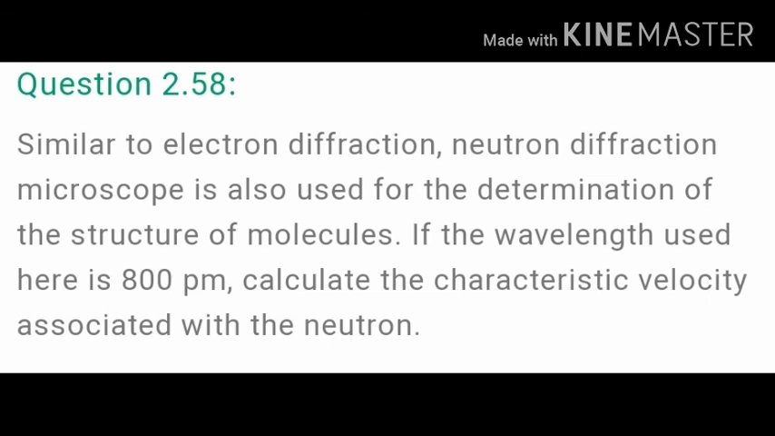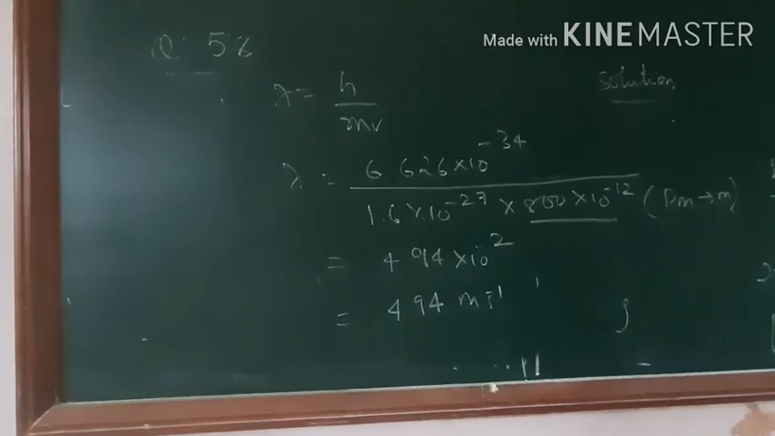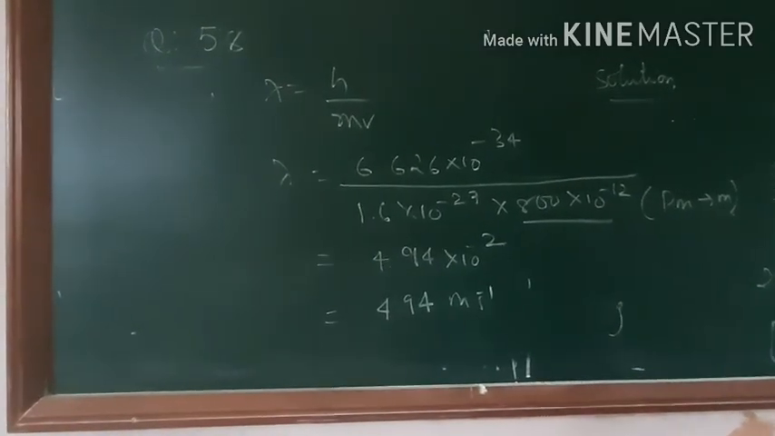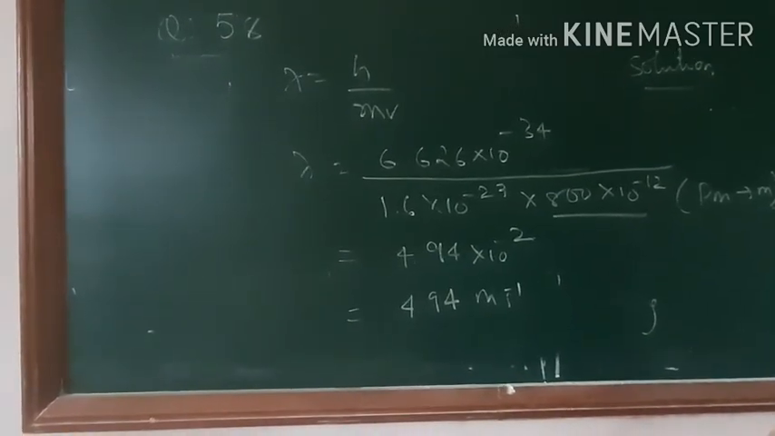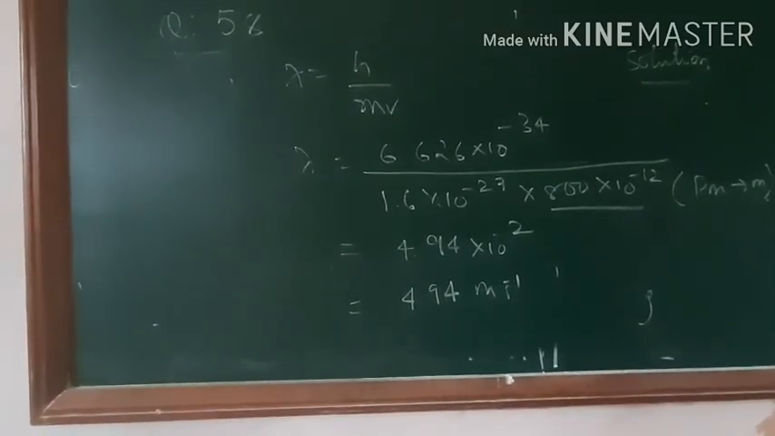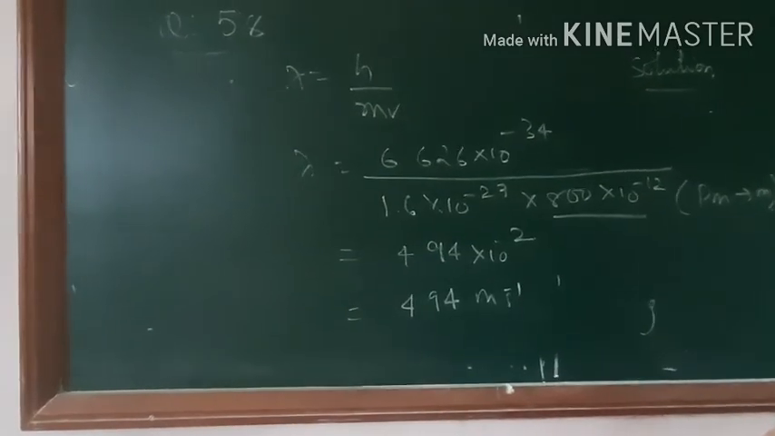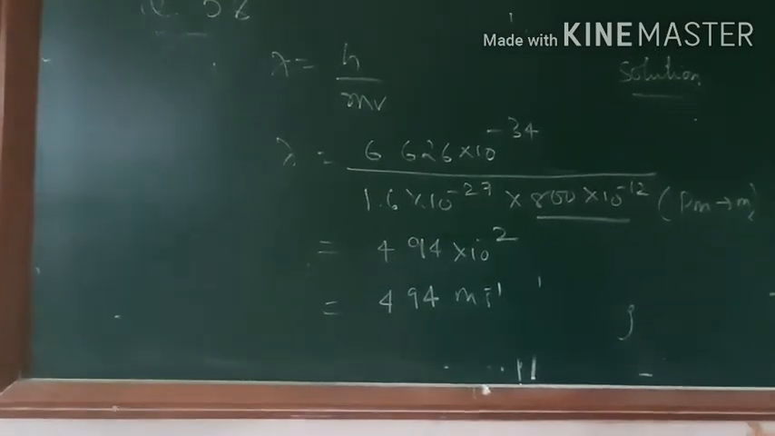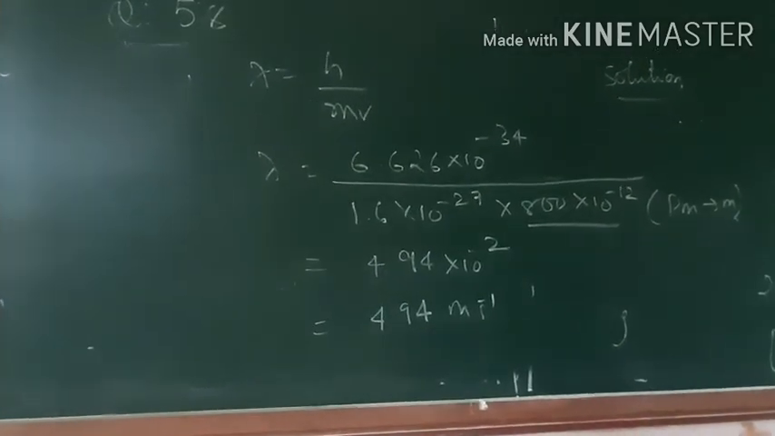Here, children, you will see one change: instead of electron we have neutron. So instead of the mass of electron, we have to write the mass of the neutron, and 800 picometer we have to convert into meter. So let's see the solution for this. I have just done the solution where I have written the mass of neutron instead of 9.1 into 10 raised to minus 31, which was the mass of electron. Here it is the mass of neutron, so I have written 1.6 into 10 raised to minus 27.